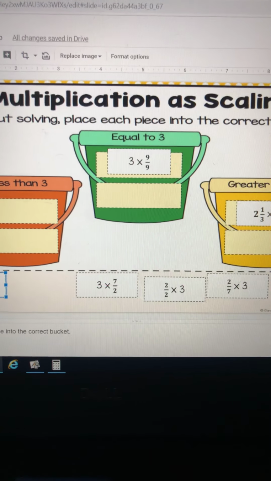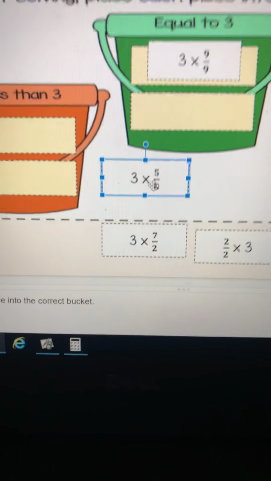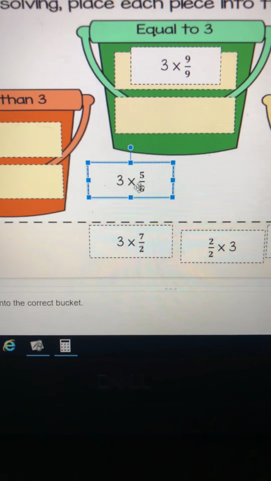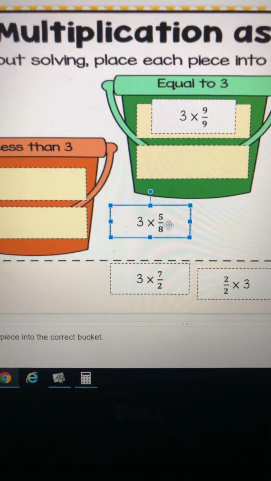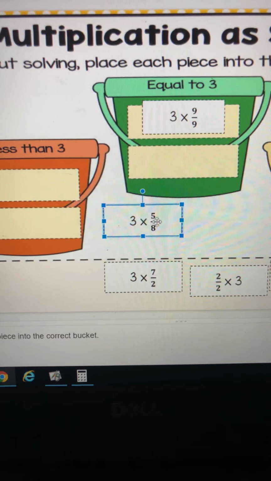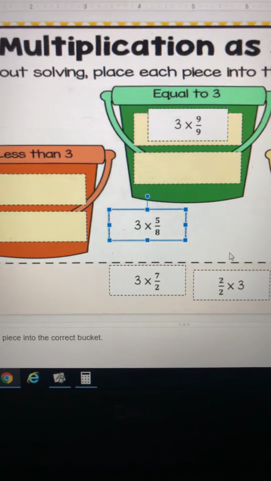Let's take the fraction 3 times 5/8. Look at that fraction carefully. I have a whole times a part. This is a part because it's not a whole yet. I don't have a mixed number and it's not a matching numerator or a denominator. So I want you to think about that.